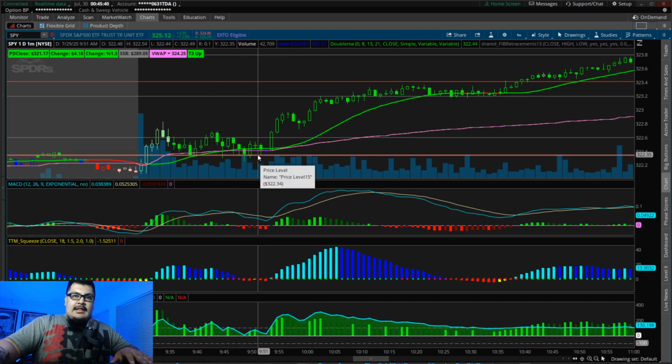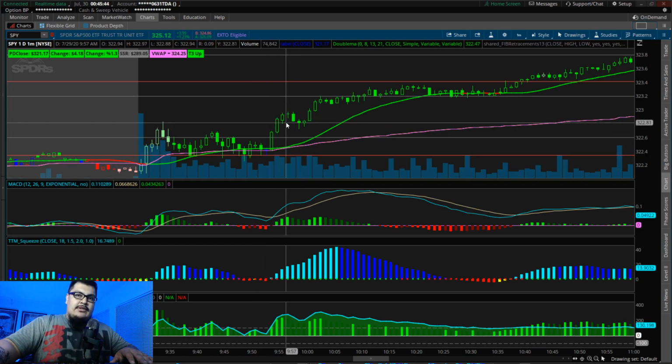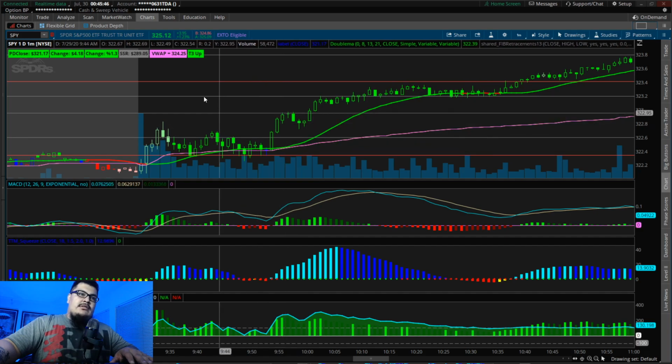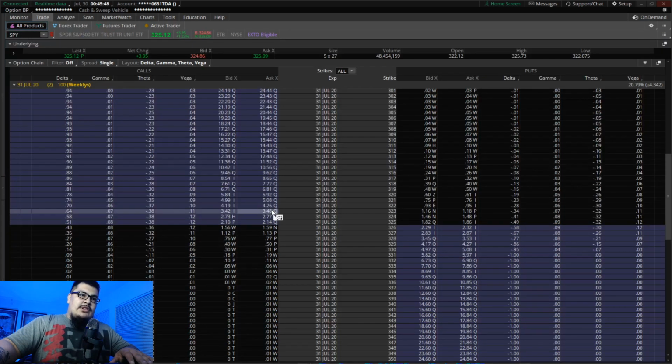So at this area, this is 322, right? So the very next strike price is going to be 323, right? So what you're going to do is come over to your option chain. You'll look at the very next strike price in favor of the direction that you want the ticker to move.